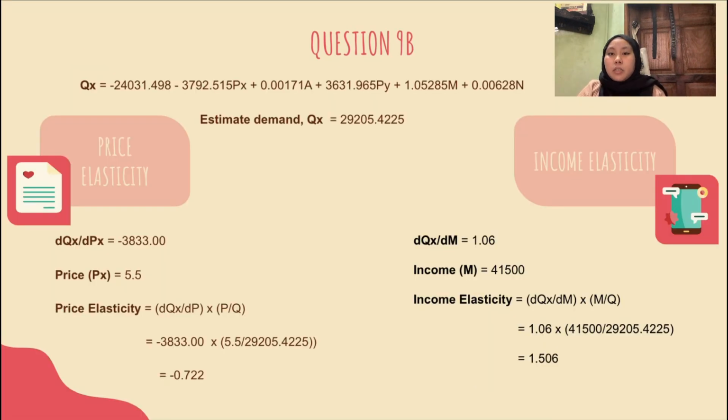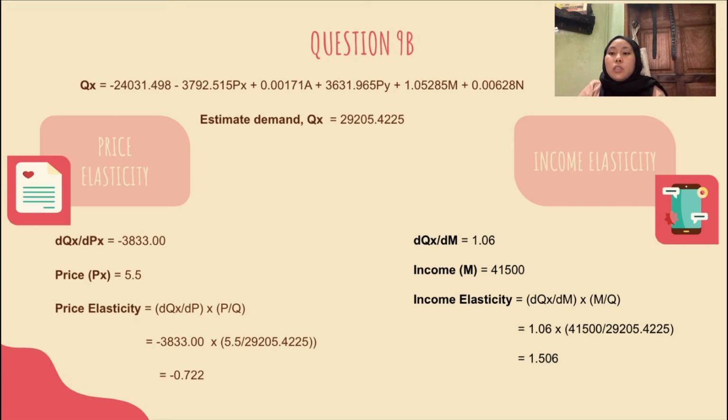Next, question 9b. The question asks to determine the value of price, cross, and income elasticity. So first, price elasticity. Based on the demand equation that we derived before, we know the value of dQx over dPx, which is negative 3833.00, and our Px is 5.5. So when we substitute the values into the formula of price elasticity, which is dQx over dP times P over Qx, we will get the answer of negative 0.722.